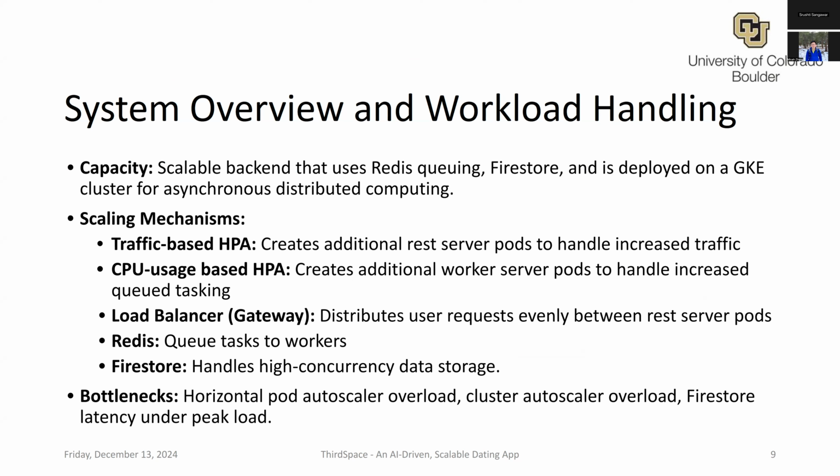We have a load balancer via a gateway, which distributes user requests evenly between REST server pods. We use Redis to queue tasks to workers, and we use Firestore to handle high concurrency data storage. Our major bottlenecks are overloading either the horizontal pod autoscaler or the cluster autoscaler by sending too many requests over too short of an amount of time and exceeding the capacities for those autoscalers, and Firestore latency under peak load.